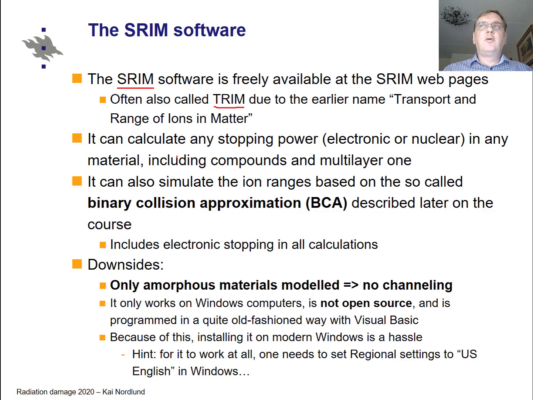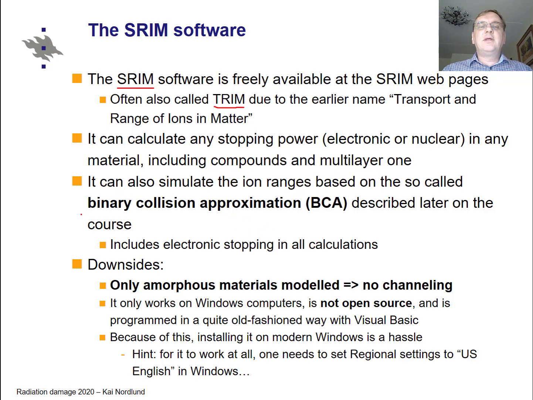First of all, it has two operation modes. One is to calculate any stopping power, electronic or nuclear, in any material. And this includes compounds with arbitrarily many elements, multi-layers, and so on. So it is quite versatile in this. But keep in mind that there is this plus minus 20% typical uncertainty, so it's not perfectly reliable.